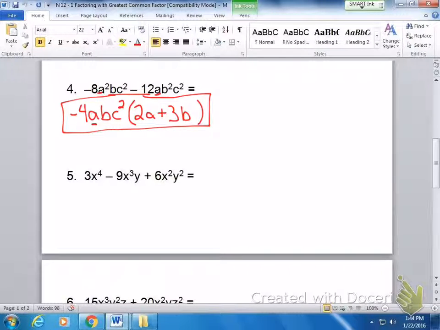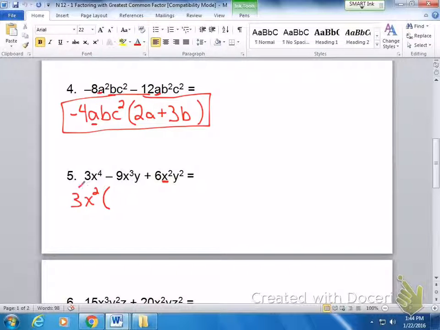I have 3, 9, negative 9, and 6. Well, the only things that will go into 3 are 3 and 1. Luckily, 9 and 6 are both divisible by 3 also, so I pull out a 3. All three of them have an x value. The smallest x value is this x squared, so I can pull an x squared out of each. And it looks like my last two terms have y's, but my first one doesn't, so I can't take out a y. So there's my factor.